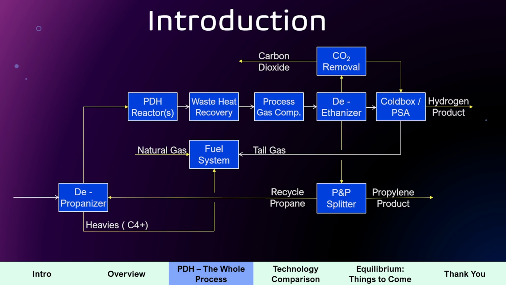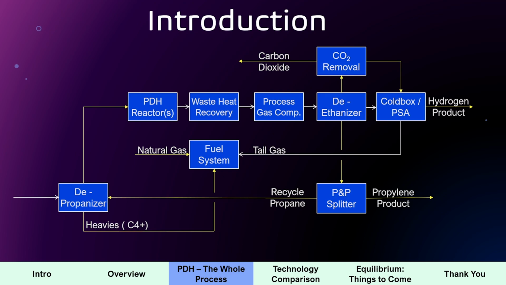If you end up using steam as a diluent, for example, you might end up having steam reforming happening, and that can produce carbon dioxide. And for the sake of generality, we are also going to talk about the fact that carbon dioxide is part of the side products that can happen from this reaction. So downstream of the PDH reactors, you're definitely going to have propane, propylene, hydrogen, residual methane, ethane, ethylene, and carbon dioxide.